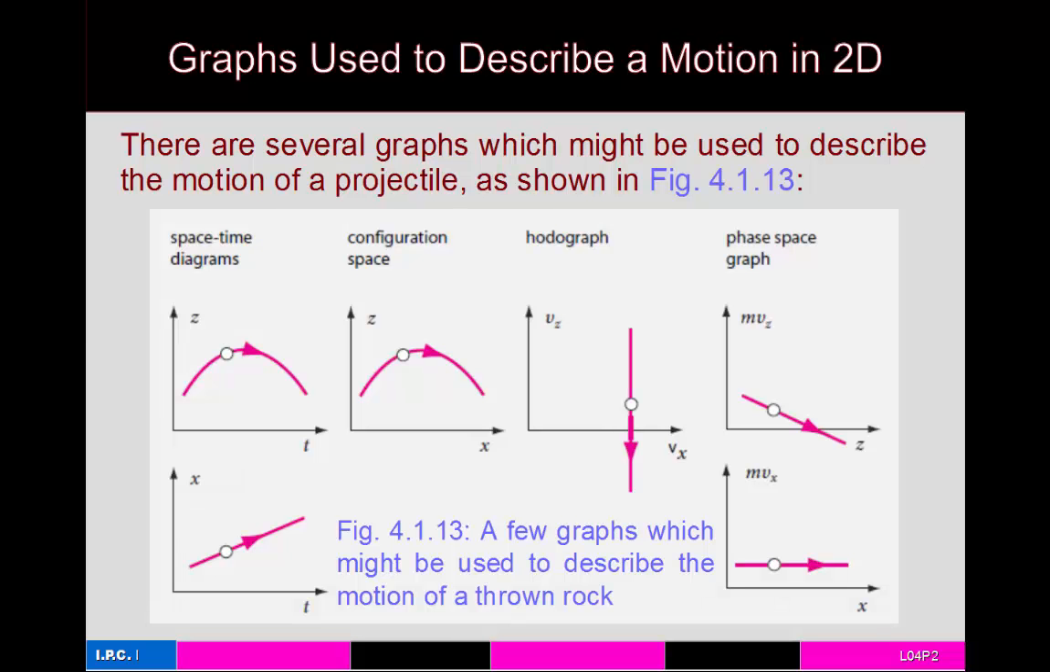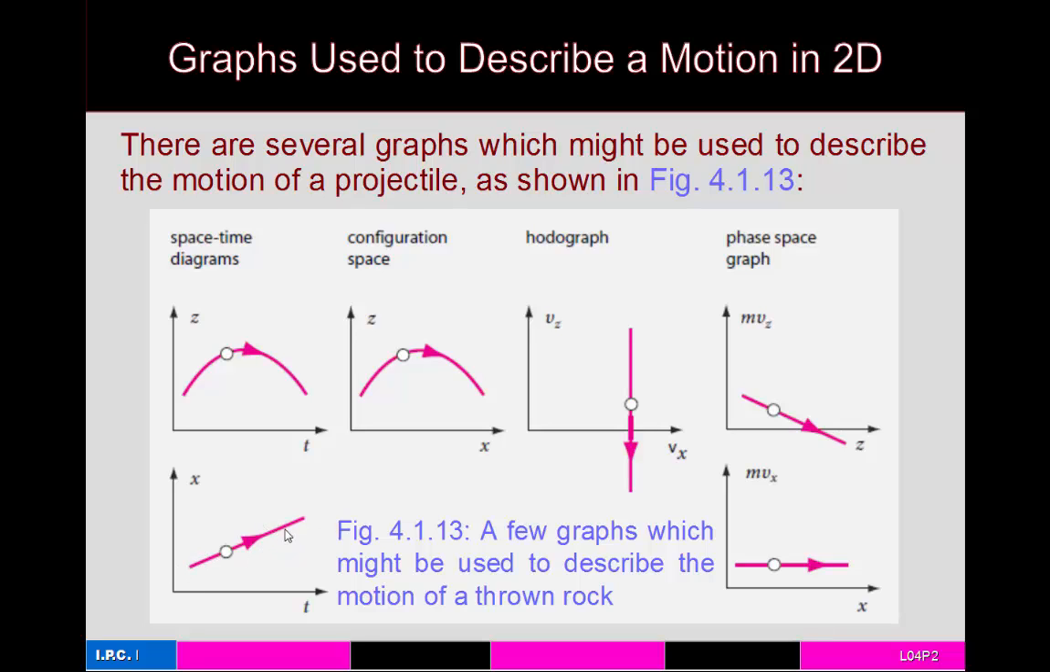So before moving on to projectile motion per se, I wanted to show a couple of different kinds of graphs that you might encounter when trying to describe the motion of a projectile. So there's the space-time graphs, which might look something like this. So this is showing us how the height above the ground is evolving with time, and also how the distance traveled horizontally, or in other words, the range, is varying with time.